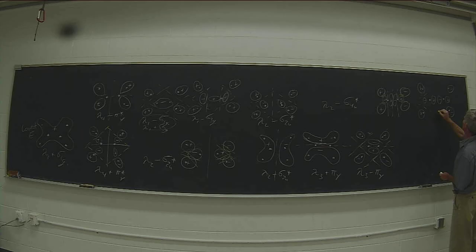So there are the new nodes. There were the 3 nodes that existed to begin with. So this is the result of lambda 2 minus 4u.